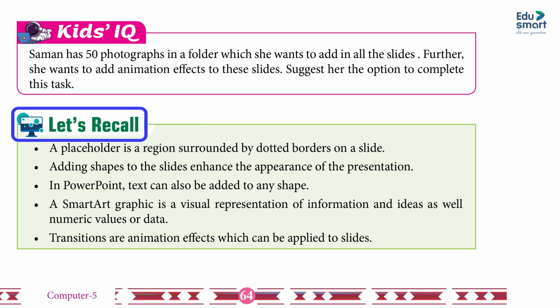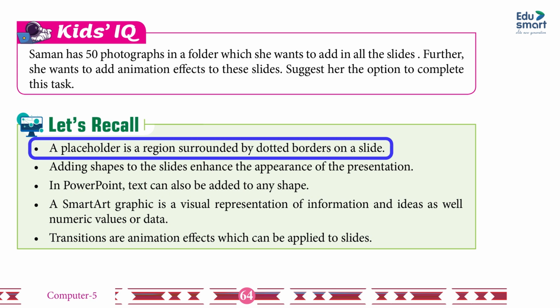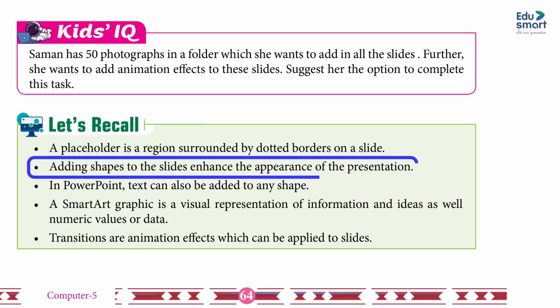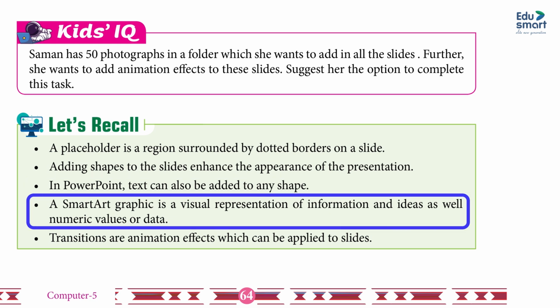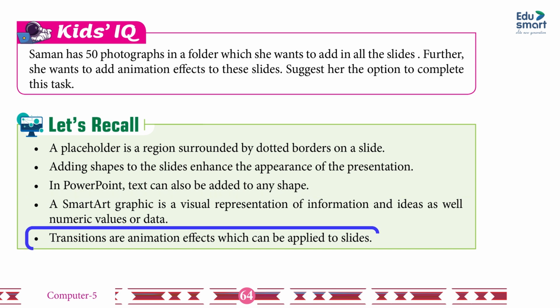Let's recall. A placeholder is a region surrounded by dotted borders on a slide. Adding shapes to the slide enhances the appearance of the presentation. In PowerPoint, text can also be added to any shape. A smart art graphic is a visual representation of information and ideas as well as numeric values or data. Transitions are animation effects which can be applied to slides.